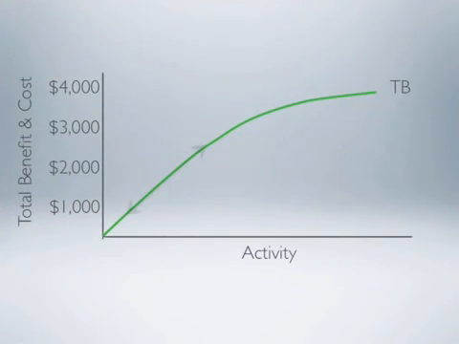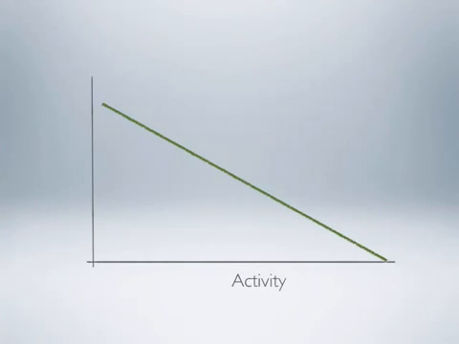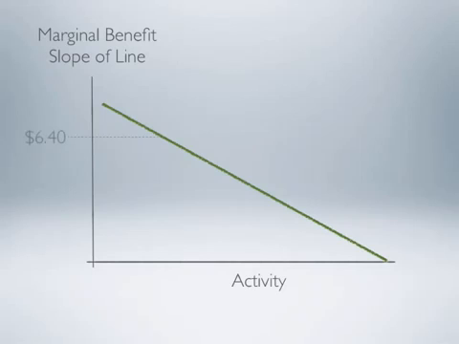So back to our chart, what we see though, as we move along, the slope of the line becomes flatter. The slope decreases. Slope is more, slope is less. Acceleration is more, acceleration is less. If we just plotted the slope of the line, or the marginal benefit, we see that that line slopes downward. So the first slope that we plotted was $6.40 at an activity of 200.